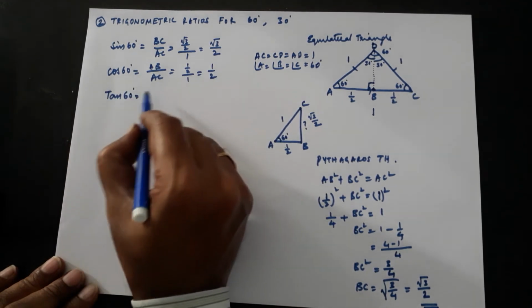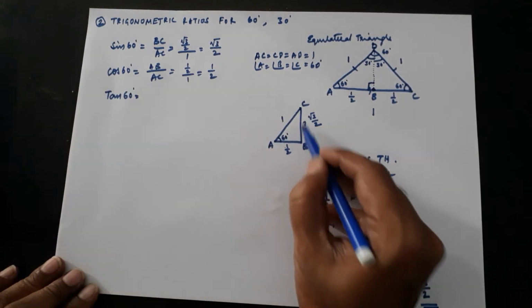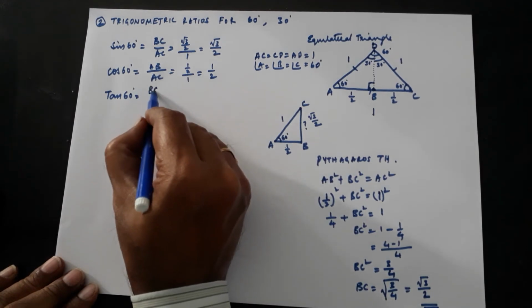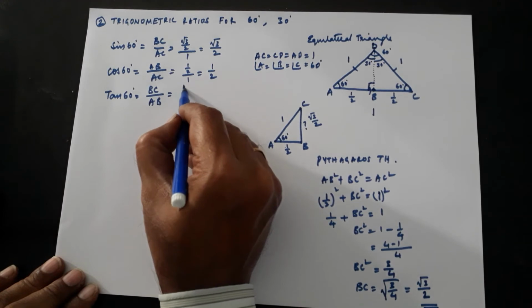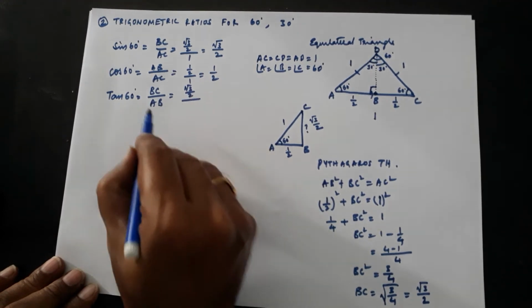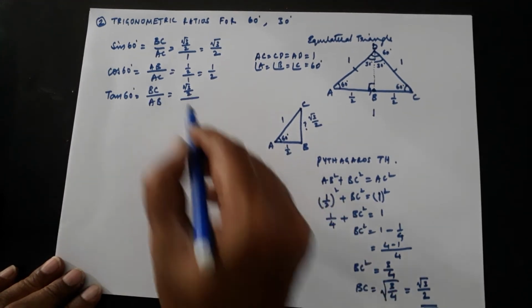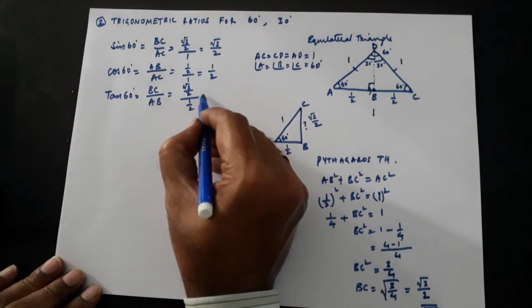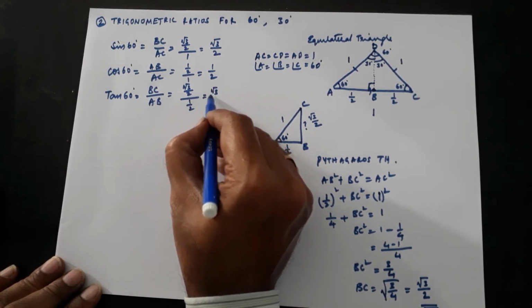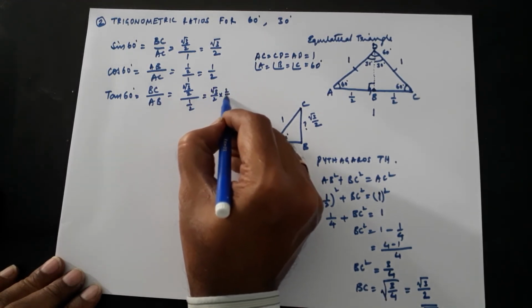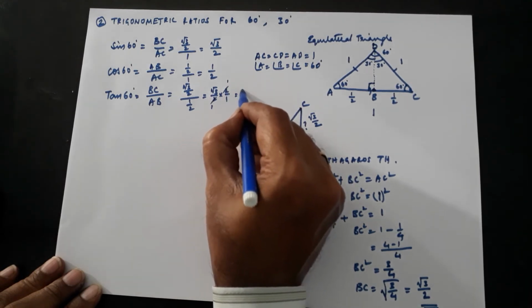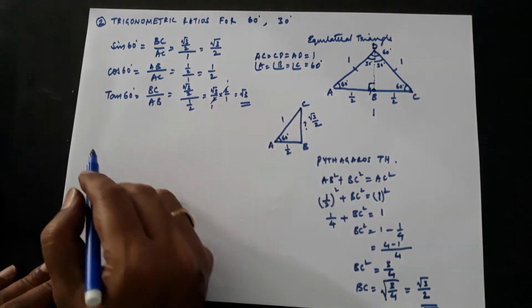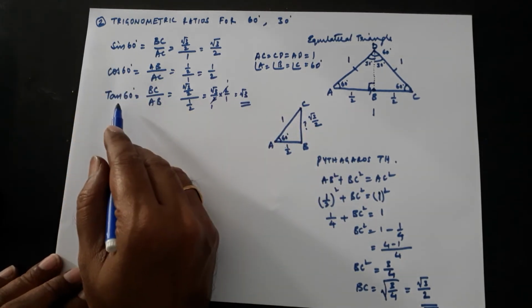Okay. Tan 60. Tan 60 is opposite, opposite is BC by adjacent is AB. Okay. Opposite is root 3 by 2 and this AB is 1 by 2. So this will become root 3 by 2 into 2 by 1. So 2 cancels out. We will get root 3. Okay. So we got sine, cos, tan.